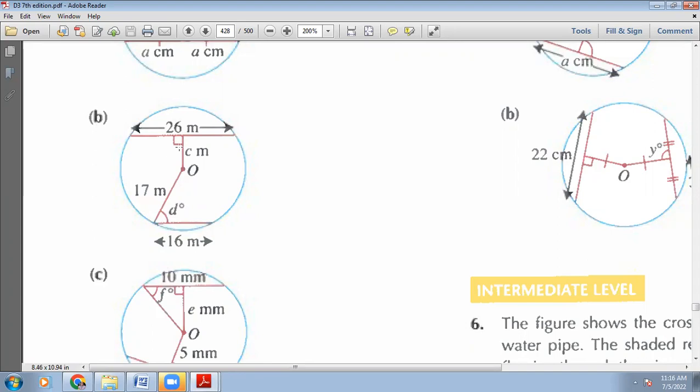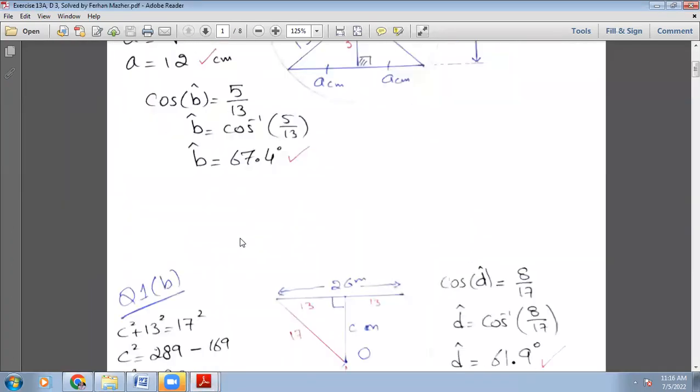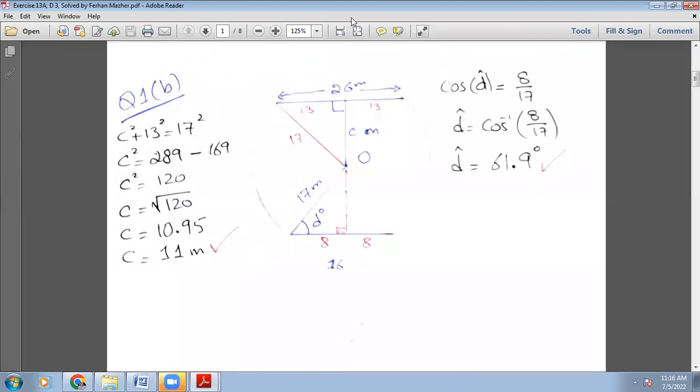Okay, so if this radius is 17, if I make a radius here, it will also be 17. And because this is the perpendicular making a 90-degree angle with the chord, coming from the center, it will bisect the chord. So 13, 13. Then I will apply the Pythagoras. Let me show you.